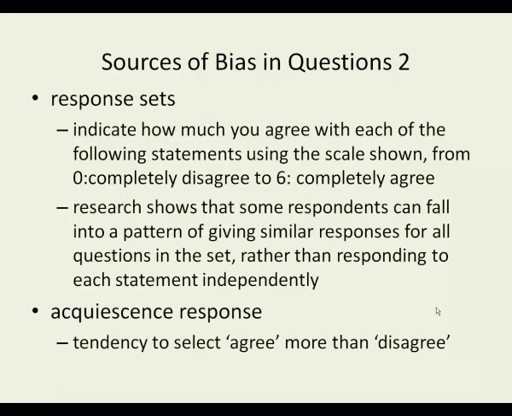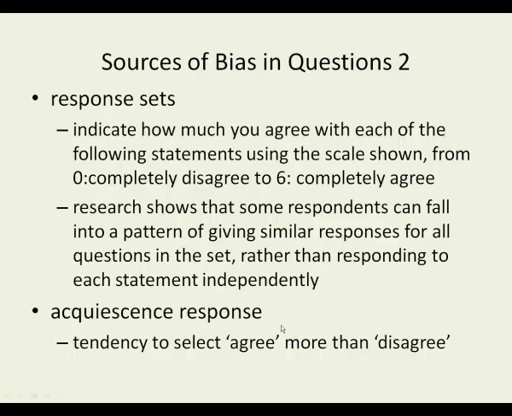Another category is response sets, particularly when you get quite long questionnaires. If you have a long page where it says indicate how much you agree with each of the following statements using the scale, and you have a whole page of things with 0 to 6 after them, from 0 completely disagree to 6 completely agree. Research again shows that a lot of people get tired and, once they've ticked the first few as 3 or 4s, they just go all the way down the list, ticking 3 or 4, not really looking at what each question is supposed to mean.